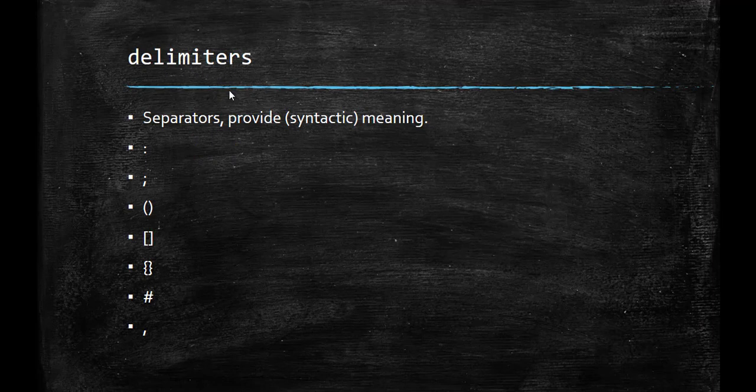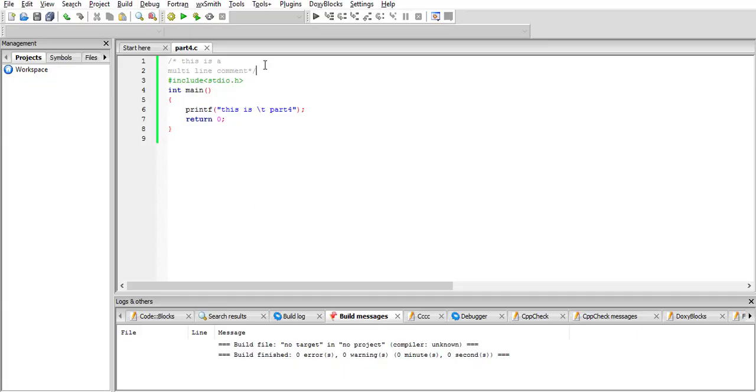Delimiters. So what are delimiters? They are separators. They provide some syntactic meaning. These delimiters are like colon, semicolon, braces and parentheses, hash and comma. This is just for understanding what delimiters are. There is not much to know about it.